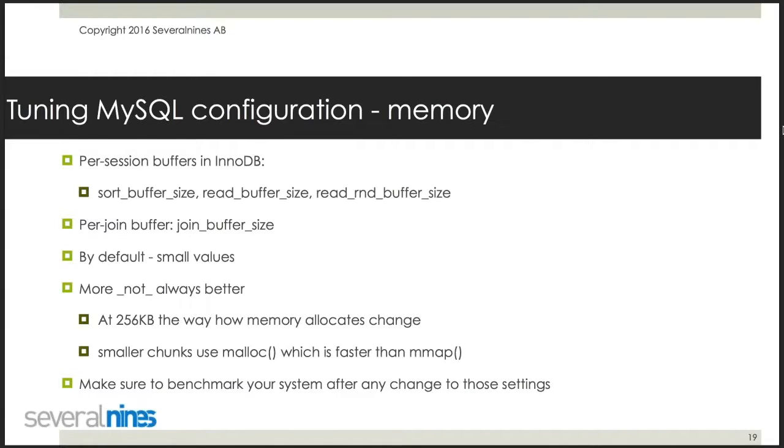Other buffers. We have per session buffers in InnoDB, like sort buffer size, read buffer size, read random buffer size, and those are allocated on a per session level, which means that if you have multiple sessions running, the memory allocation can grow pretty quickly. There's also the join buffer, join buffer size, and it is allocated per join. So if you're running a lot of joins in your queries, keep in mind that this is a buffer which can quickly increase the memory utilization. By default, those settings are set to rather small values, like 180 kilobytes, 256 kilobytes, something like that. And this is because in those particular cases, more is not always better.